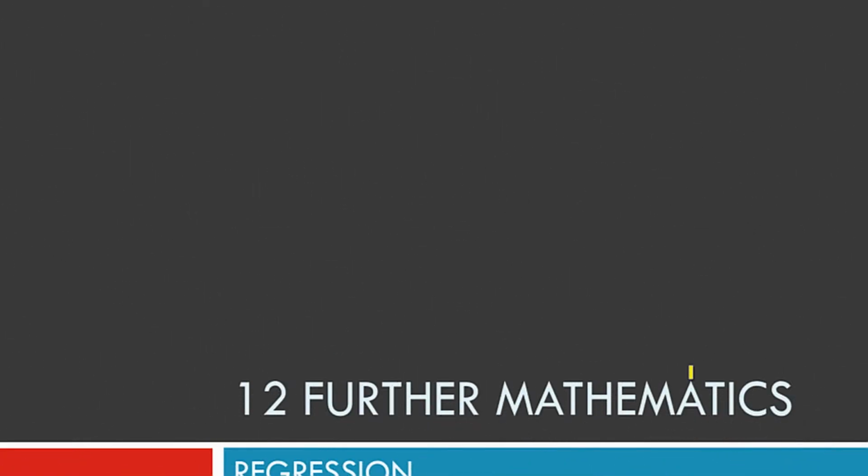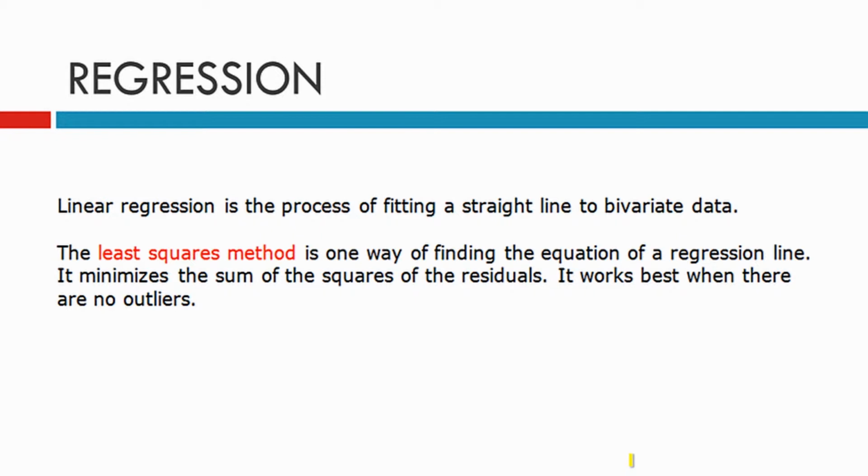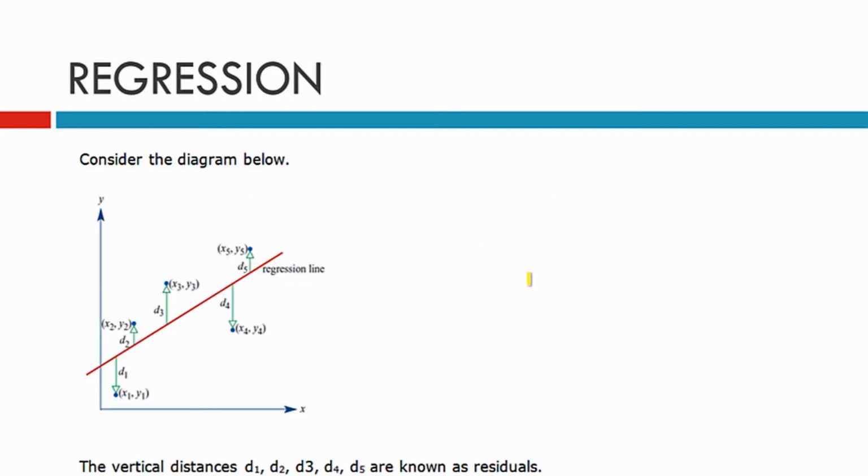Welcome back everyone. Today we're going to be starting regression. And regression is the process of fitting a straight line to the bivariate data. And we use the least squares method. That's one way of finding the equation of the regression line. Now this minimises the sum of the squares of the residuals. And it's best when there are no outliers.